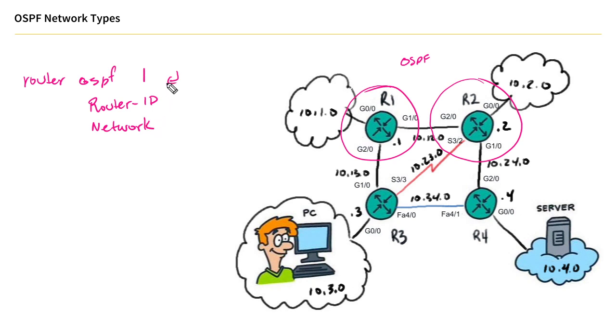Now, here's how a network statement operates. A network statement in OSPF says to the router, "Dear Mr. Router, I want you to play a matching game." The router says, "What do you mean a matching game?" He says, "Well, here's what I want you to do. I'm going to say network 10 anything. And what I want you to do, Mr. Router, is look at all of your interfaces that are up."